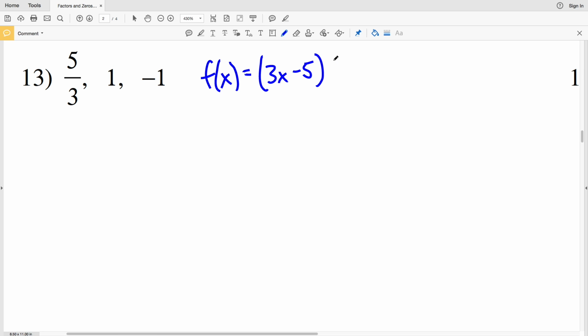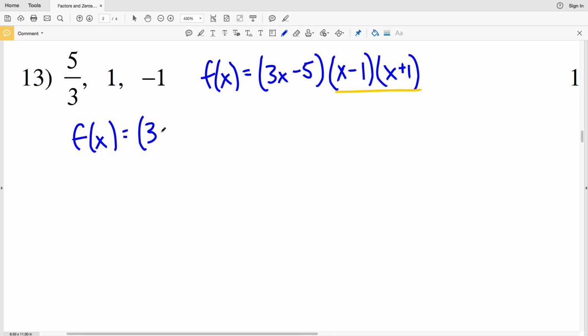Next, if x is positive 1, then we'd have to subtract 1 to get it to equal 0, so x minus 1, and then if x is negative 1, x plus 1 will equal 0. So first I'm going to start by multiplying x minus 1 to x plus 1. So I'll have f of x equal to 3x minus 5, and then x times x is x squared, plus x times 1 is 1x, and then negative 1 times x is minus 1x, plus negative 1 times 1 is negative 1. So you can see that 1x and negative 1x will cancel out. 1x minus 1x is 0.